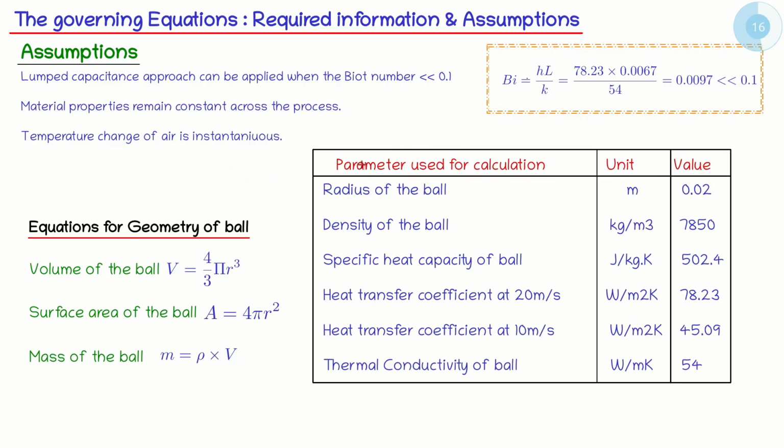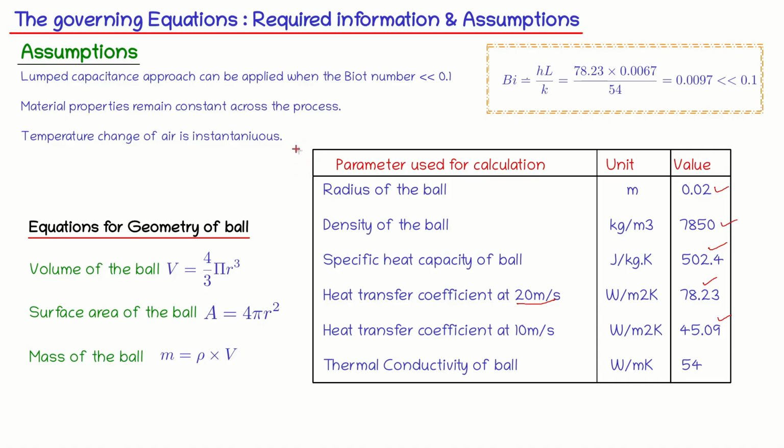Let's recap all the values that we will require for modeling this simulation. We have the radius of the ball, that is 0.02 meter, that is 2 centimeter. Density of the ball, considering it is an iron ball, we are taking it as 7,850. Specific heat capacity of the ball is 502.4. Heat transfer coefficient at 20 meter per second is 78.23 from our polynomial. Similarly, for 10 meter per second for the cooling phase, we can calculate it to be 45.09. And thermal conductivity of the ball is 54. So now we have all the sufficient information that is needed to model.